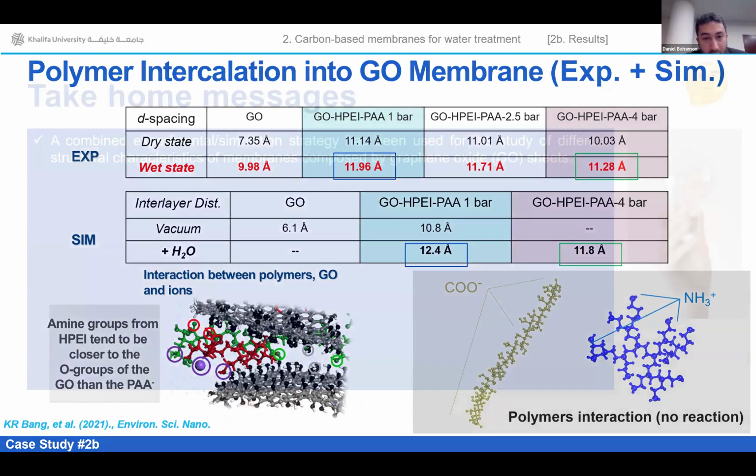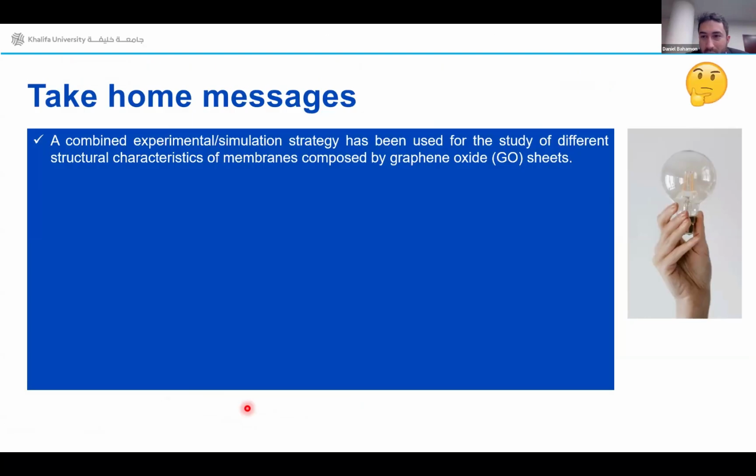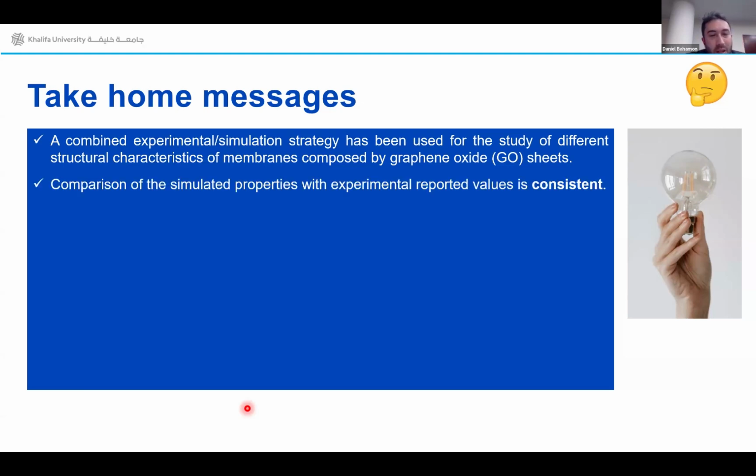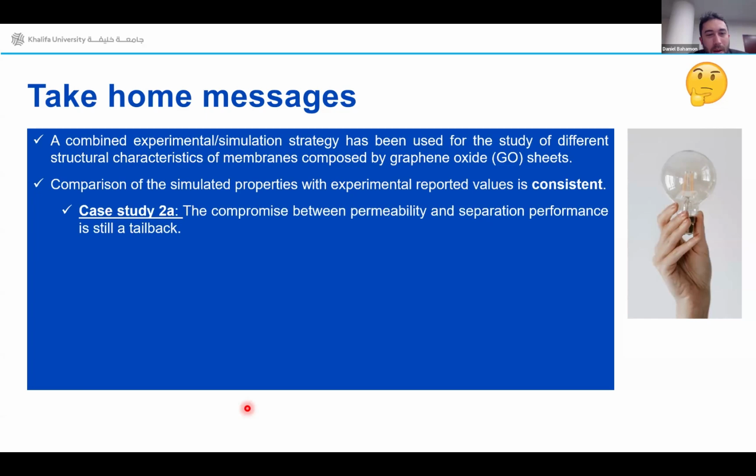With that, I would like to finish by mentioning these take-home messages for this topic. Of course, we have followed this strategy, experimental plus simulation, for these hybrid graphene oxide sheets, membranes. The comparison is quite consistent with respect to what was reported experimentally. Specifically for the case study where we were adding the crown ethers, there is still a compromise between the permeability and the separation. So we need to further explore this.